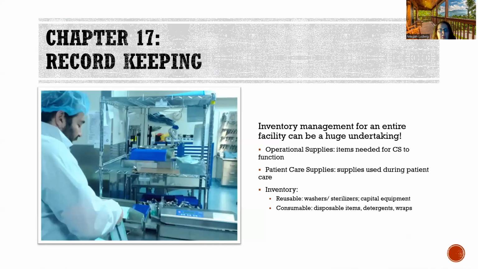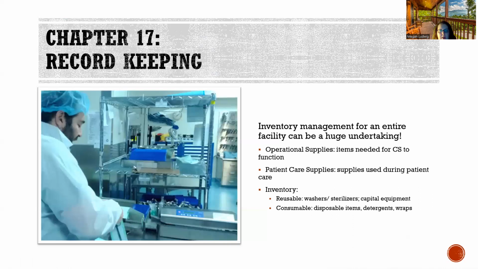So it's a huge undertaking no matter the size of your facility. Keeping track of literally everything that is used throughout the hospital for sterile items is a lot of work, and it has to be done properly or it won't work, right? So there are two terms here that refer to inventory management. You have operational supplies and then patient care supplies. So two different things that have to be kept track of in sterile processing.